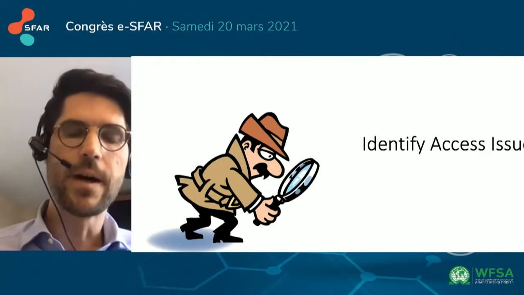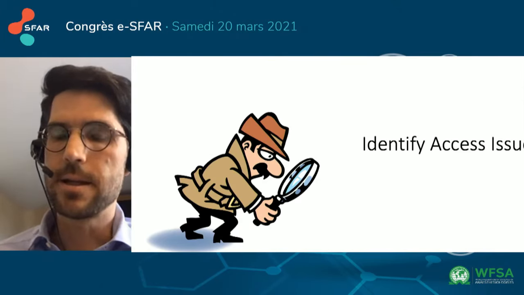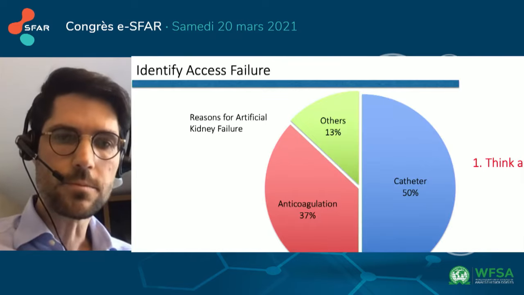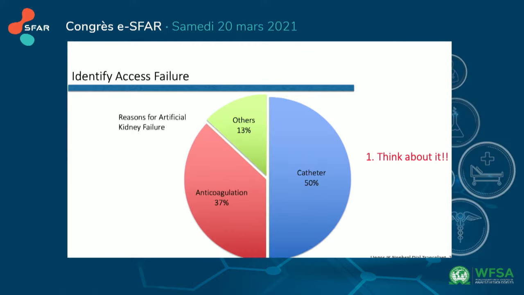So identifying access problems is what we'll focus on for the next 2 slides. It's the main thing, because catheter and vascular access issues are half the reasons why you might run into problems with your circuit. So the first thing is to think about catheter issues. It is going to be the problem in half the situations.